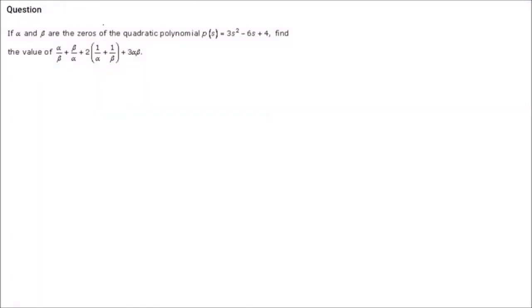If alpha and beta are the zeros of the quadratic polynomial, this one, 3s square minus 6s plus 4, we have to find this value of this one. So what is A here? 3. What is B here? Minus 6. C is 4. A is 3, B is minus 6, and C is 4.